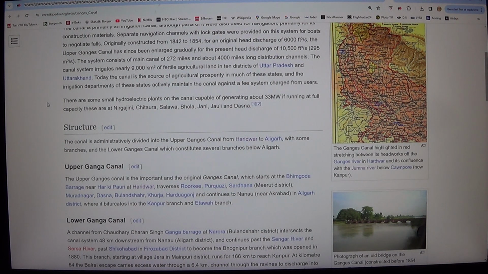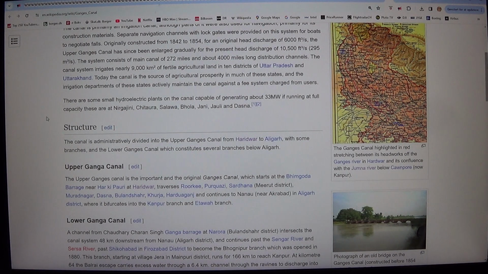Today the canal is the source of agricultural prosperity in much of these states, and the irrigation departments of these states actively maintain the canal against a fee system charged from users. There are some small hydroelectric plants on the canal capable of generating about 33 MW if running at full capacity. These are at Nagarjuna, Shitora, Salawa, Pola, Chani, Joli and Dasna.